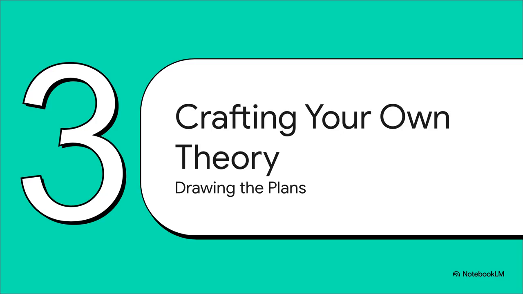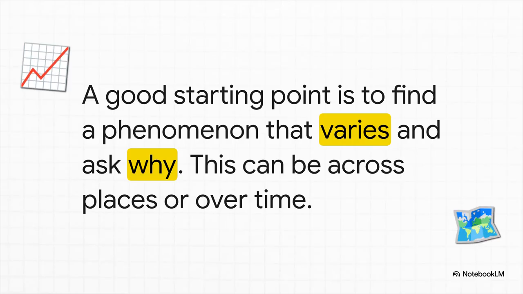Okay, so with that in mind, where do we even begin? How do you actually start drawing the plans for your own theory? Well, it almost always starts with something really simple, just noticing something interesting, a puzzle or a pattern out in the world. The best starting point is to look for variation. Find something that changes from place to place or over time, and just ask, why? Why is it like this here, but like that over there? That question, that's the spark.